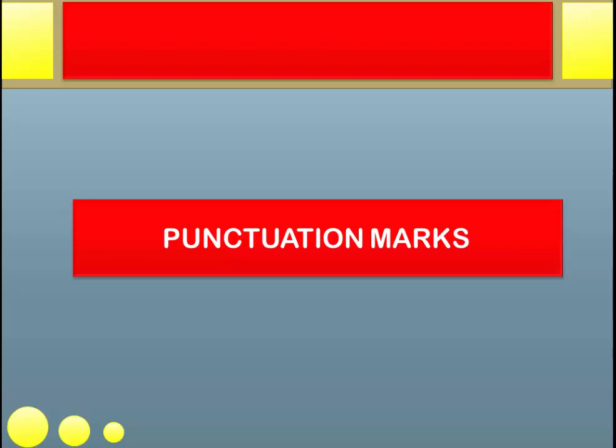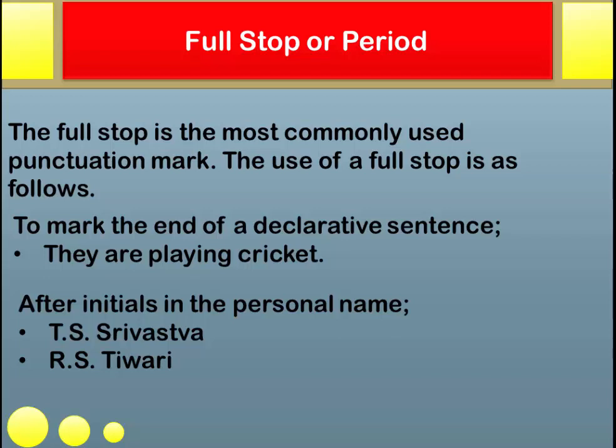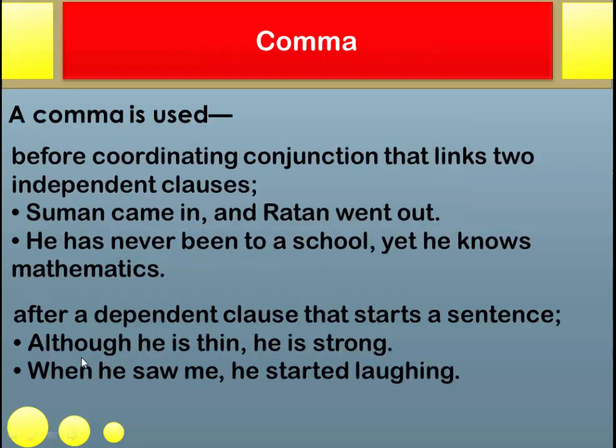Okay, now we are going to learn about punctuation. There are many types of punctuation that we use while we write our sentences. First is the full stop or period. The full stop is the most commonly used punctuation mark. You already know where we use it: to mark the end of a declarative sentence. They are playing cricket. Full stop is here. Also after the initials of personal names, T.S. Srivastava or S. Tiwari. So these are the full stops that are used.